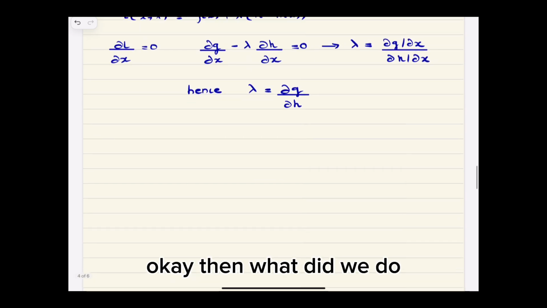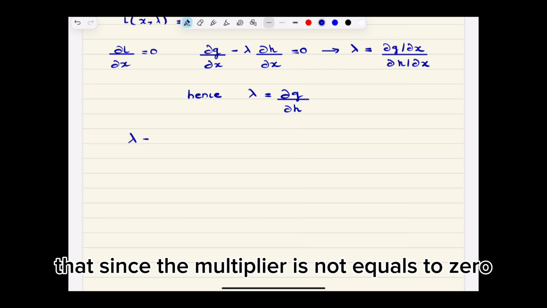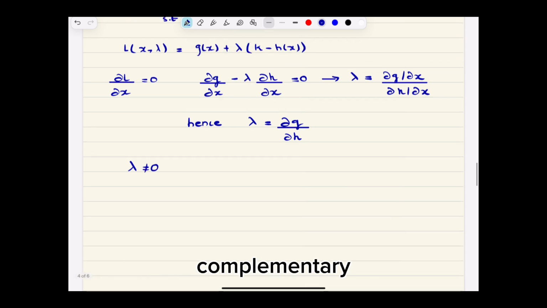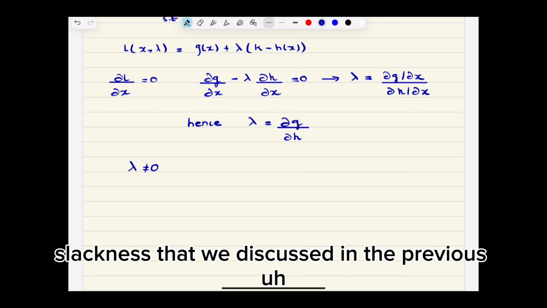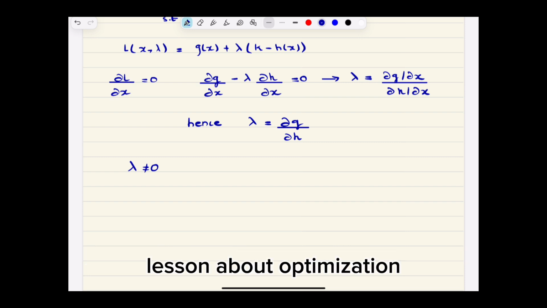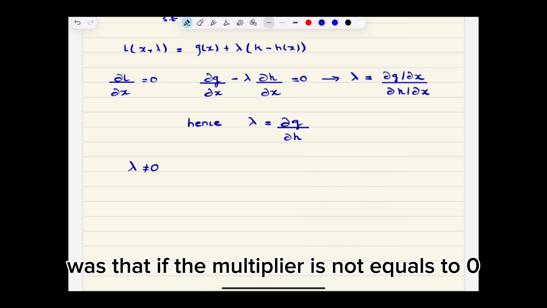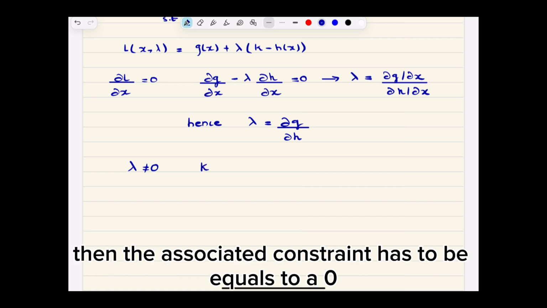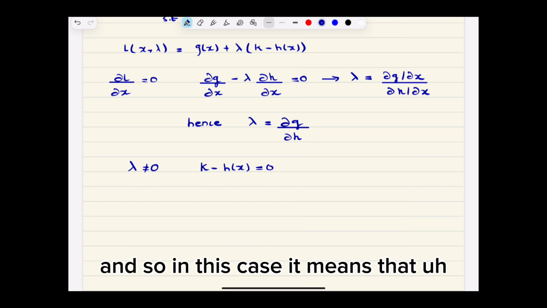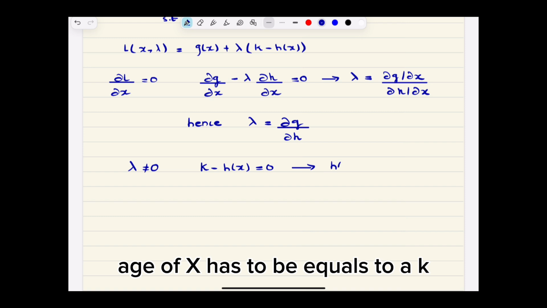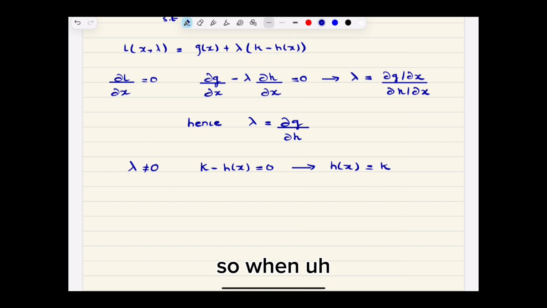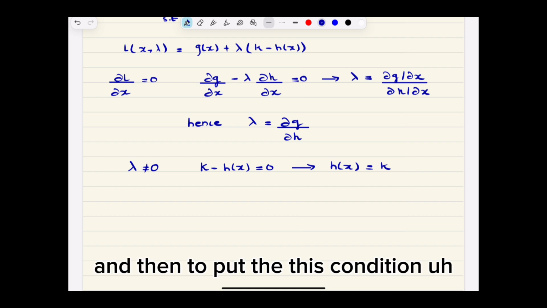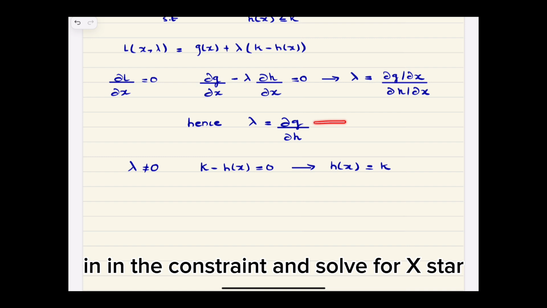Then what did we do? We stated that since the multiplier is not equal to 0, by complementary slackness that we discussed in the previous lesson about optimization, the associated constraint has to be binding. So in this case, it means that h of x has to be equal to k. Then we put this condition in the constraint and solve for x star.